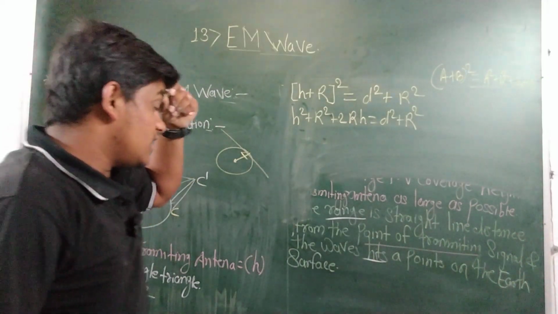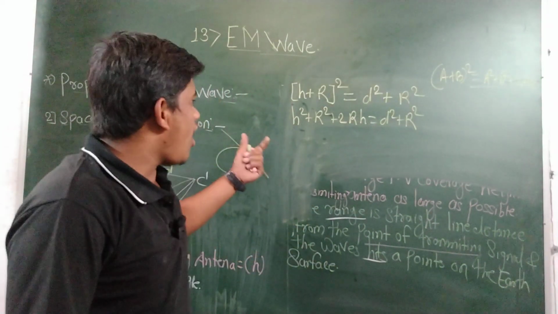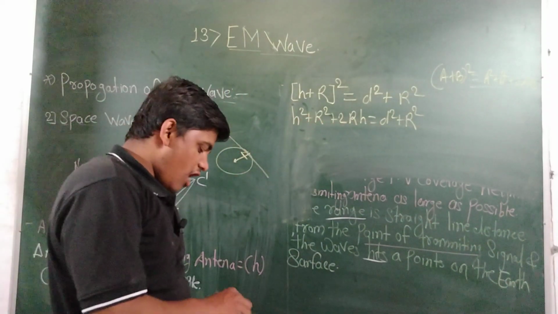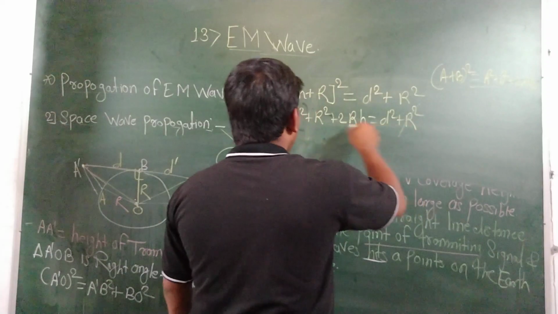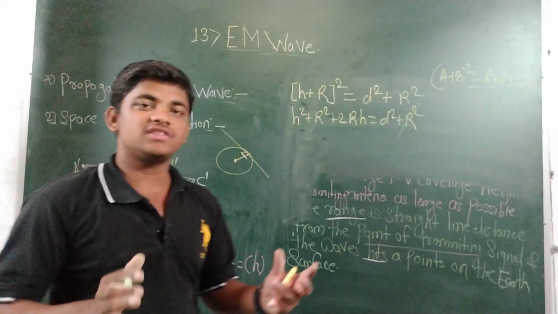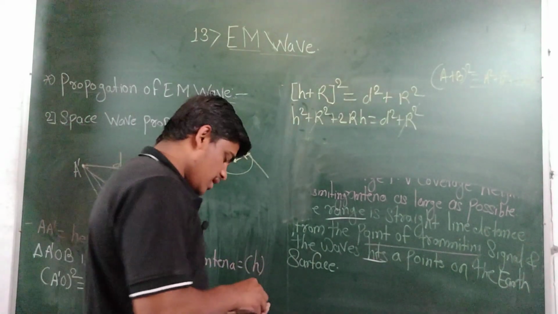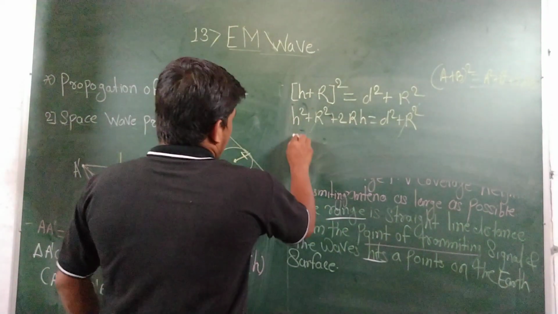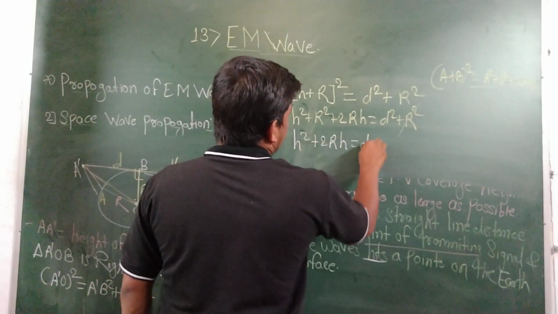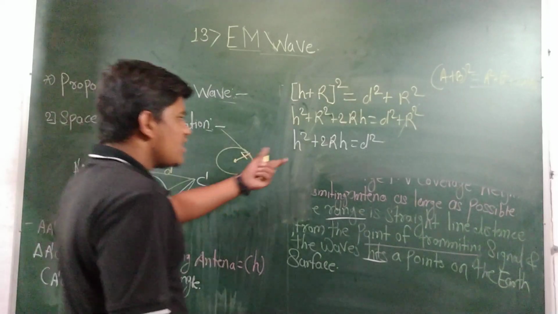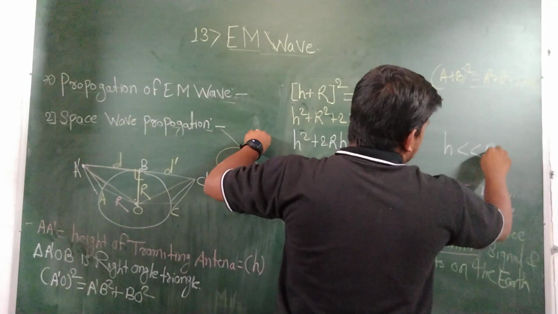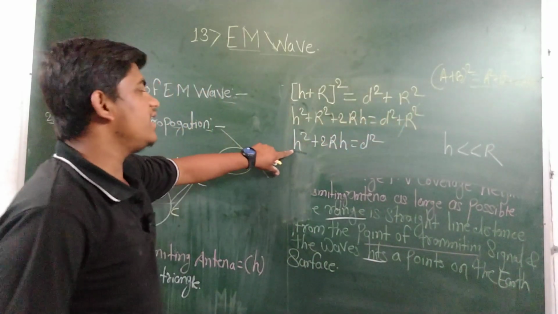We are seeing the same terms on both sides of the equal sign, that is R square and R square. I will cancel them here. The R square and R square are cancelled because they are present on different sides of the equal sign. Then what is remaining? H square plus 2RH equal to D square. H is much less than R, so I will neglect it here.